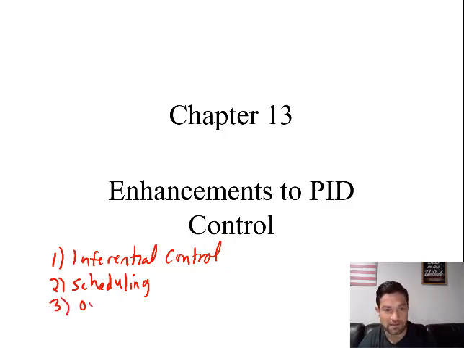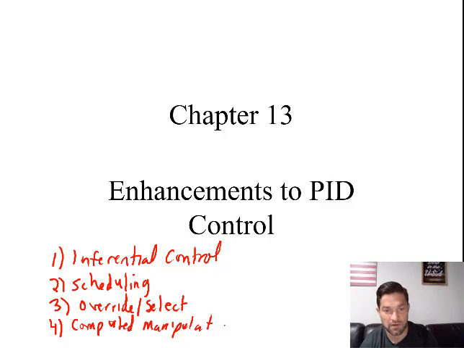The third thing we're going to look at is Override Select Control. So Override Select Control is an important PID feedback control design strategy that's used to make sure the process doesn't go outside of process constraints or safety constraints. And the fourth topic is computed manipulative variable. The use of computed manipulative variable is necessary when a single measurement can't be used in order to change the manipulative variable to achieve the desired control necessary.